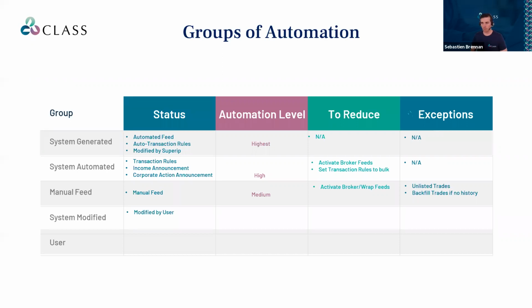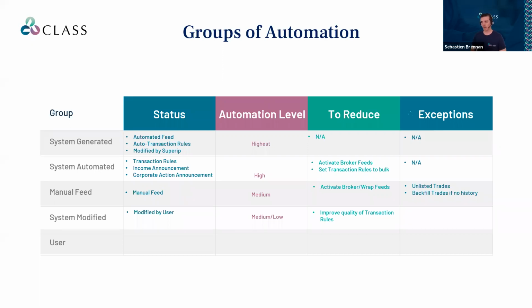In terms of system modified, these are transactions that are modified by a user. So not the ones that are modified by class, but by a user. These will give us a medium to lower level of automation. To reduce those, we want to improve the quality of our transaction rules. And certainly in my experience working with a lot of practices, there are many practices that can make improvements to the quality of their transaction rules.